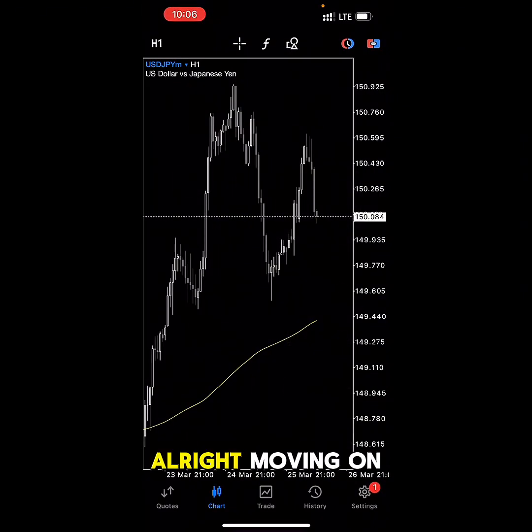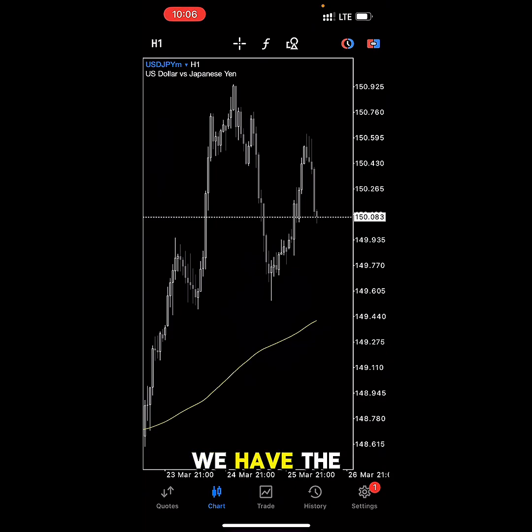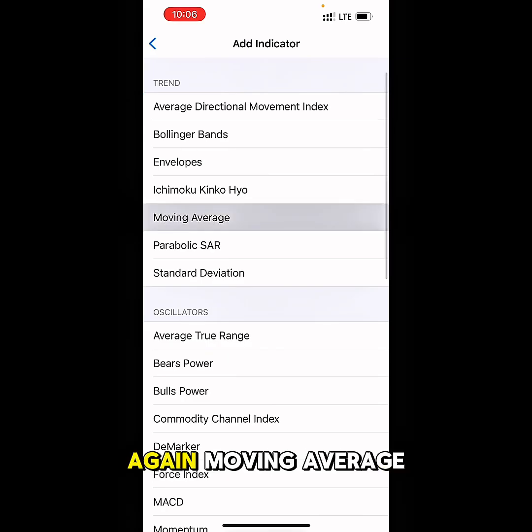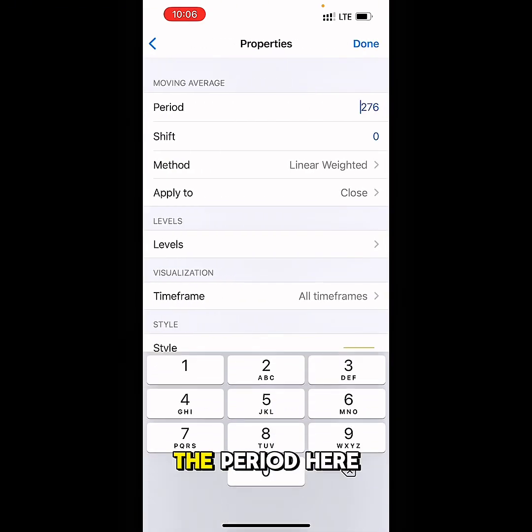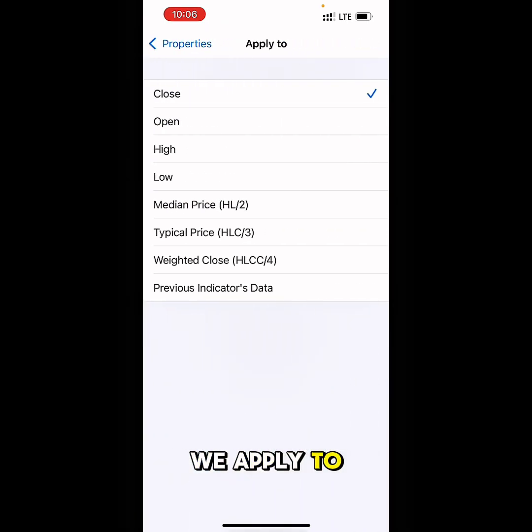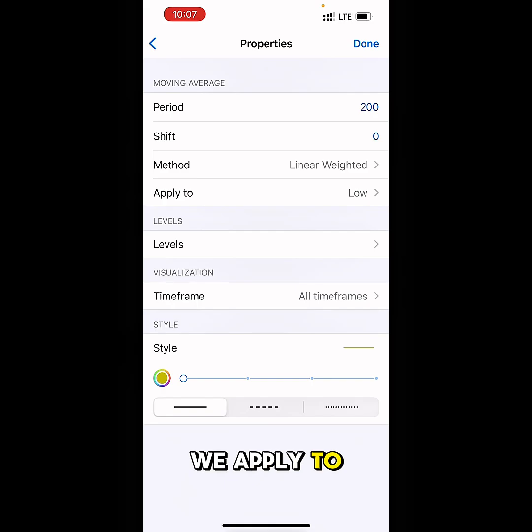All right, moving on, we have the 200 moving average. We go on the plus icon once again, moving average. We just change the period here to 200. Please focus because this is really important. And then here we also maintain linear weight. We apply to low. All right, here we apply to the low.